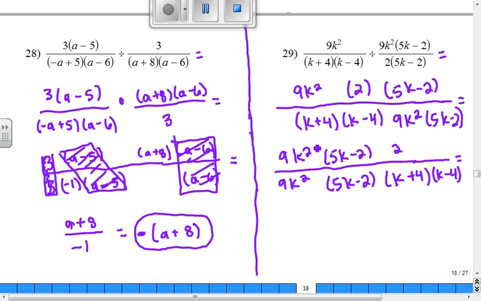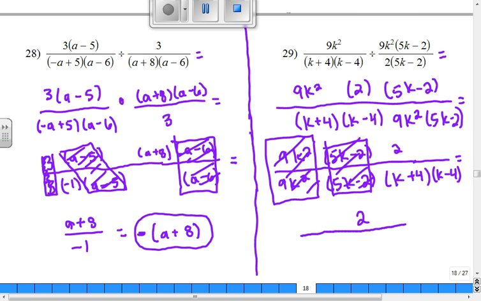Okay, so let's make all the 1s possible. We can make a 1 out of this 9k squared. We can make a 1 out of this 5k minus 2, which leaves us with 2 over k plus 4 times k minus 4.